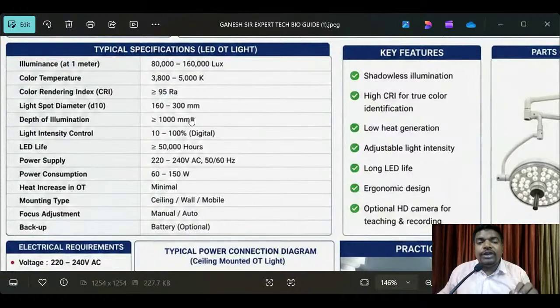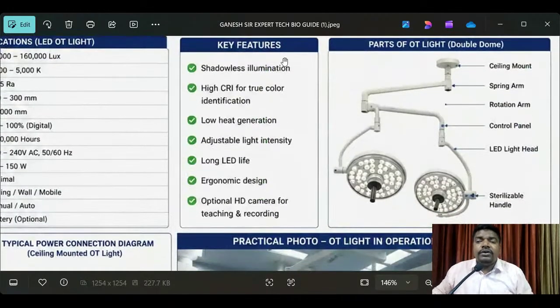First, keep in mind what the intensity of the OT light should be. If somebody asks you, you can say the minimum you should maintain is from 80,000 to 1,60,000 lux. How do we measure light intensity? By using a lux meter. These are the very important basic points you have to know and keep in mind.